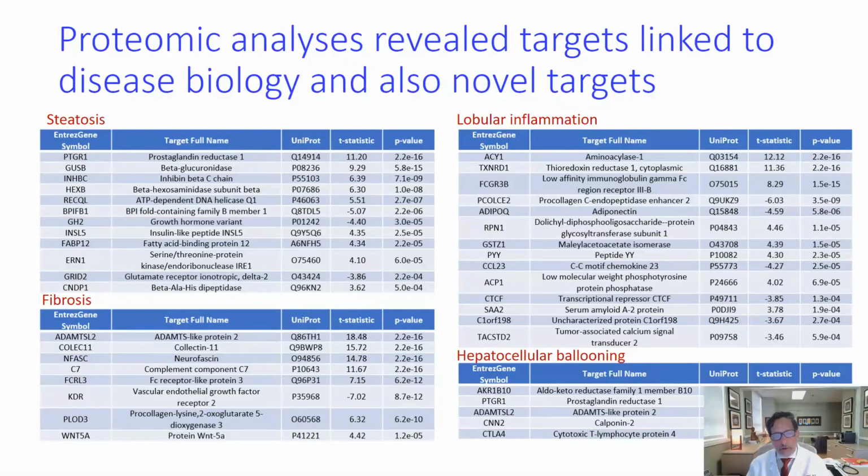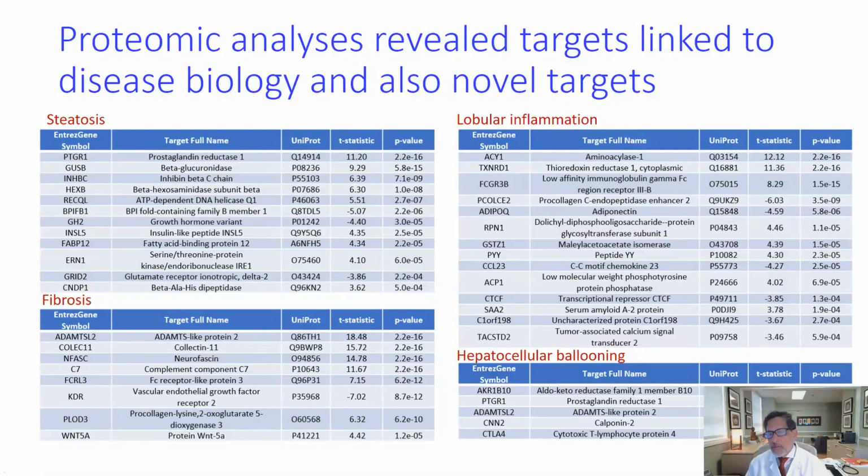And what you're seeing over here is that there are a number of things from inhibin, prostaglandin reductase, insulin-like peptides, some growth hormone variants, fatty acid binding protein. Several of these are linked to metabolic pathways. The serum IRE1 is linked a little bit to ER stress, etc. So a number of these are linked to pathways that are known to be connected to metabolic pathways that are involved in lipid metabolism. Similarly, some actually are novel discoveries as well.